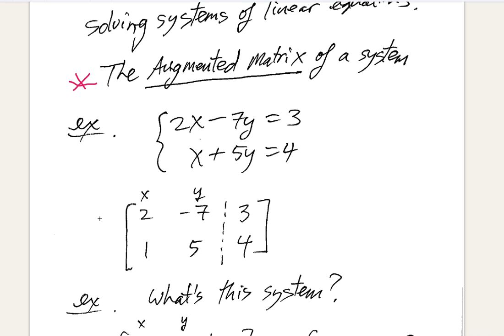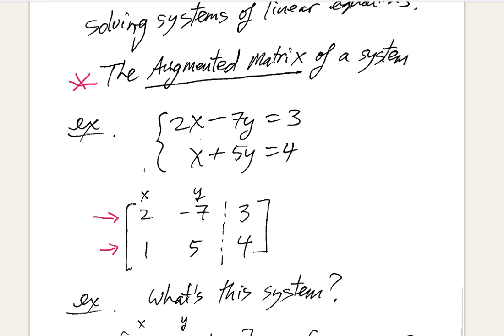It's just an array of numbers here: 2, negative 7, 3, 1, 5, 4. Now to introduce a little terminology, starting from the upper left-hand corner, the first row that I'm pointing at is read across. So rows go across. The first row is 2, negative 7, 3. The second row is 1, 5, 4.